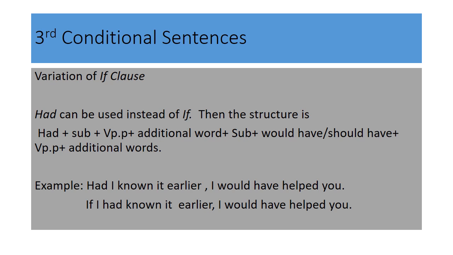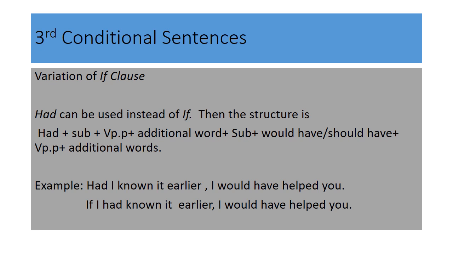At first, had plus subject plus past participle form of main verb plus additional word plus another subject plus would have, should have, or might have. Then again another past participle form of another main verb. Then additional words. Let me clarify it with example. Had I known it earlier, I would have helped you.